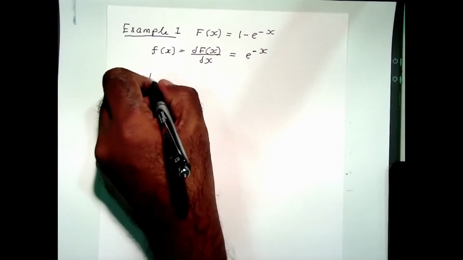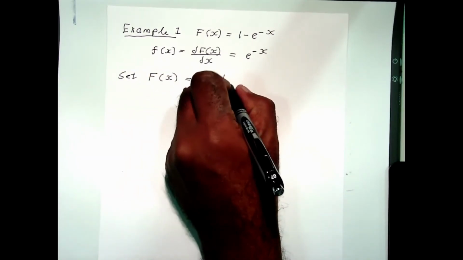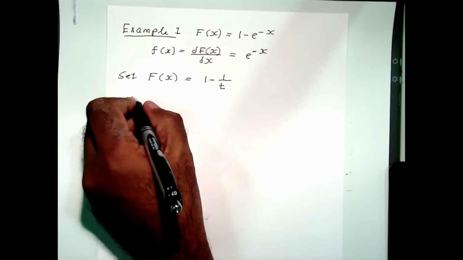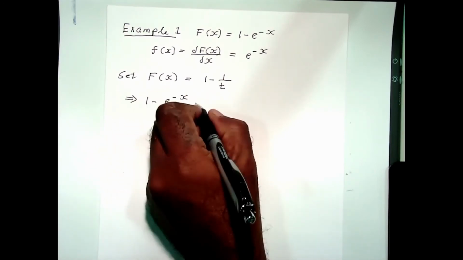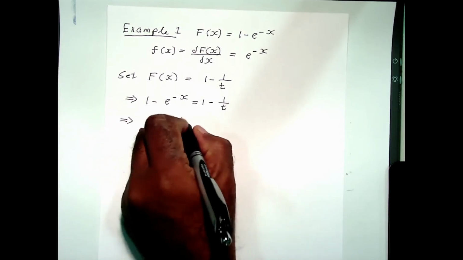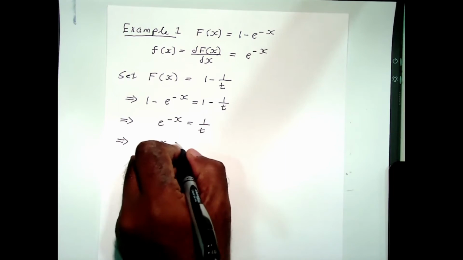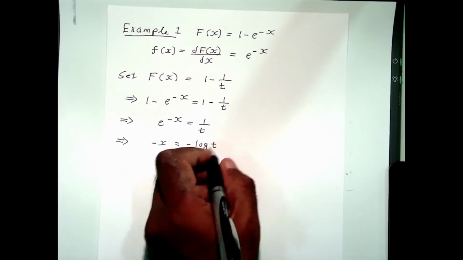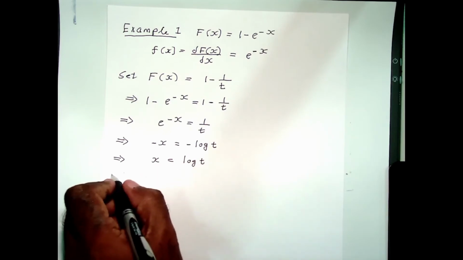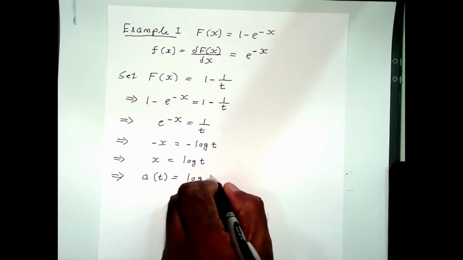So the way to do that is as follows. To set F of x equal to this, and then solve for x in terms of t. So this implies, taking the log, you have minus x equal to minus log of t. So x is equal to log of t, which implies that a of t must be equal to log of t.